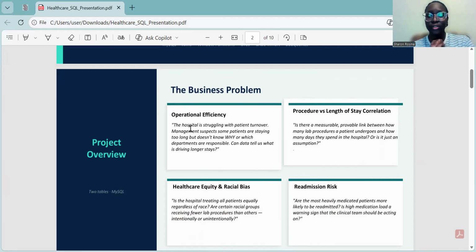And then the last was readmission risk. Are the most heavily medicated patients more likely to be readmitted? Because there is this issue of maybe those who are being readmitted are the ones who are staying longer in hospital. So is high medication load a warning sign that the clinical team should be acting on?